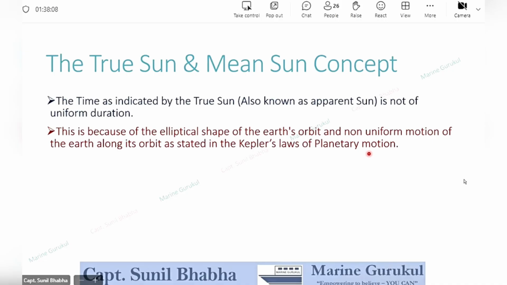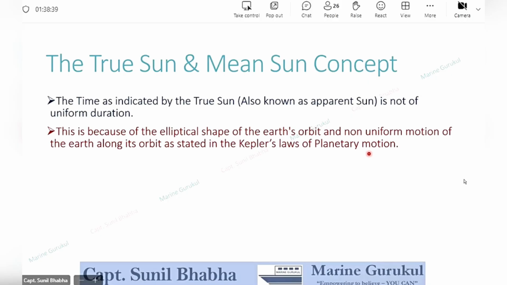Whenever the planet is closer to the sun, its linear velocity increases, and whenever it goes far away from the sun, its linear velocity in its orbit goes down. So it is basically because of this reason that the time indicated by the true sun is of a non-uniform duration. Because as the speed of the Earth keeps on changing in its orbit, the relative speed of the sun moving in the sky also changes.